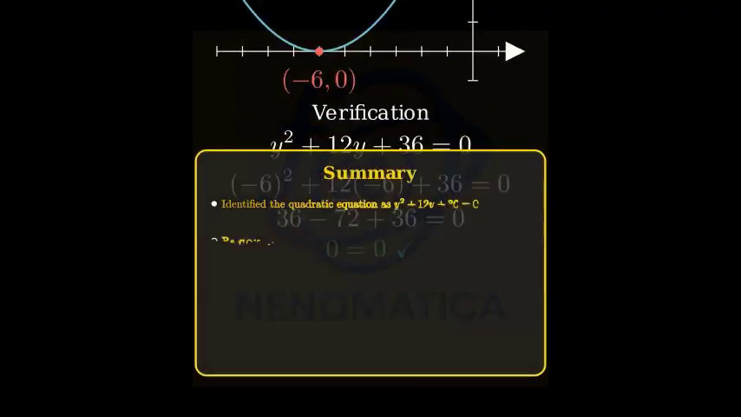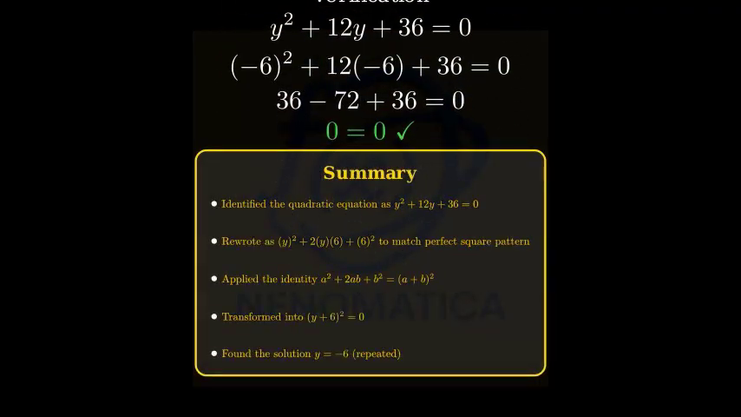To summarize what we've learned, the completing the square method is an elegant approach to solving quadratic equations. We rewrote our expression in the form of a perfect square trinomial, applied algebraic identities, and found that our equation has a repeated solution at y equals negative 6. This method is particularly useful when dealing with quadratic equations that may not easily factor using other methods. It also helps us visualize the geometric significance of our solutions.